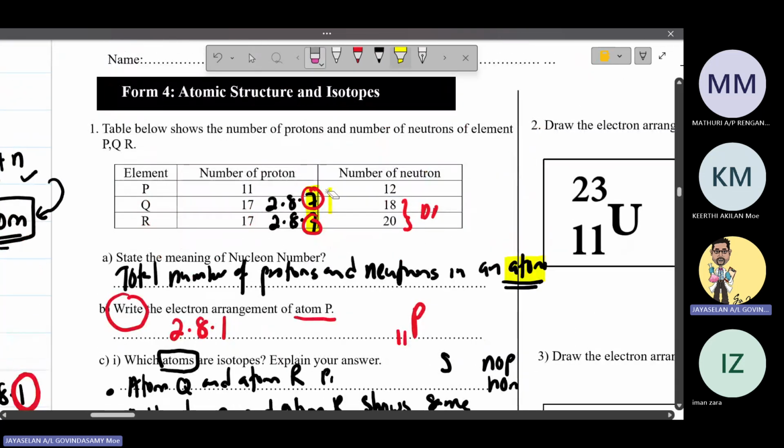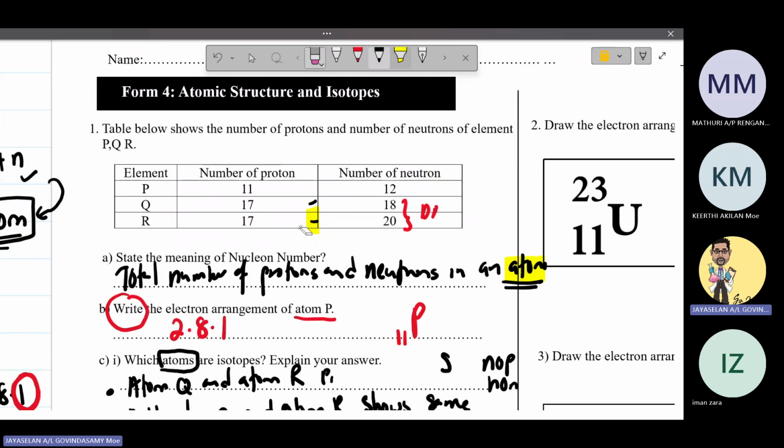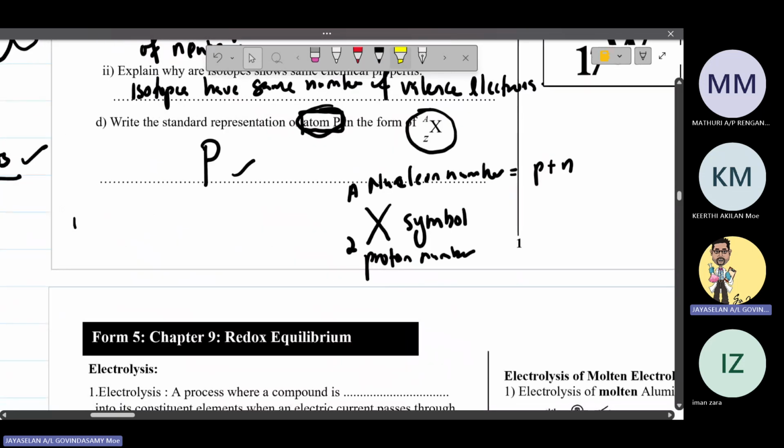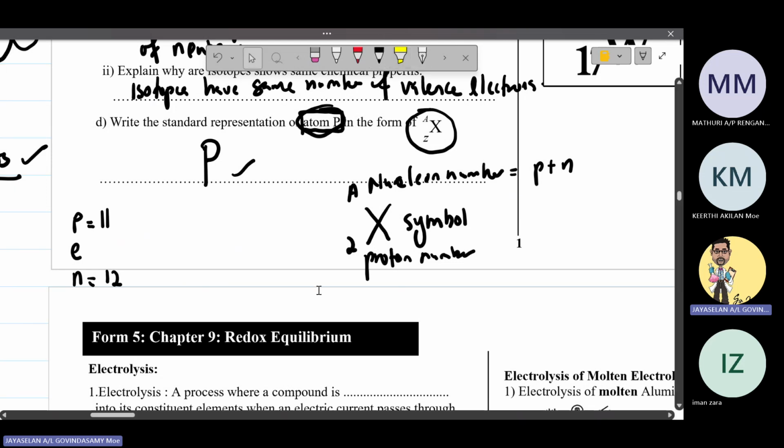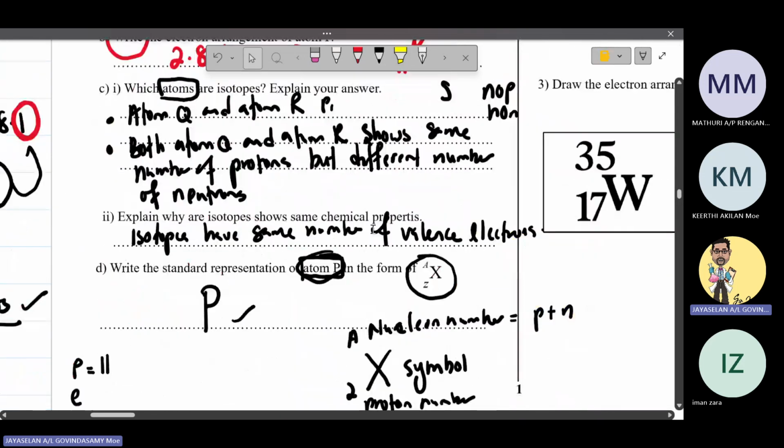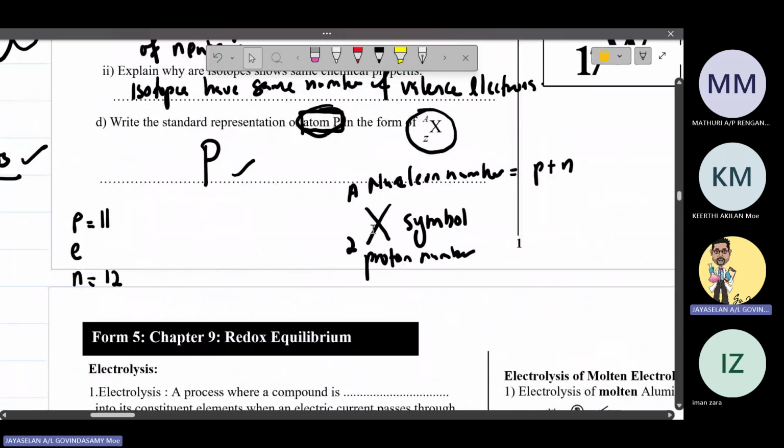Okay, I erase this. I asked, P has 11 protons, 12 neutrons, and is an atom. So here you put the three subatomic particles: proton, electron, and neutron. So proton is 11. Neutron is 12. Got it? Where do I get this? You look at the table. I already shared the table, right? Okay, got it?